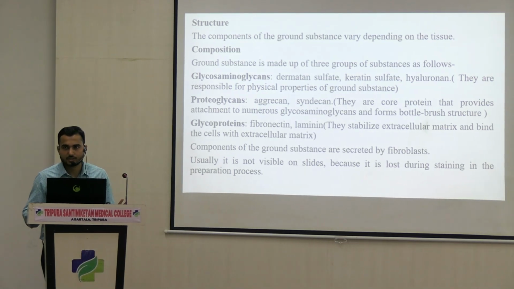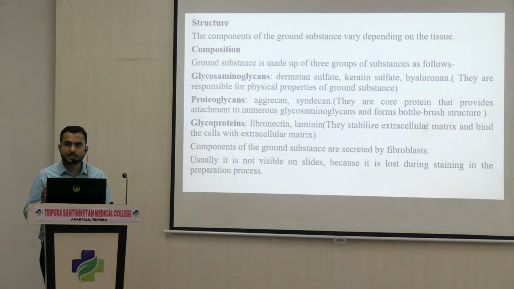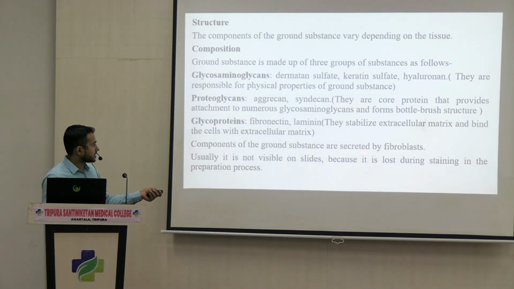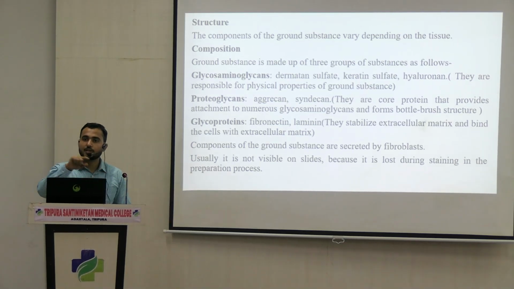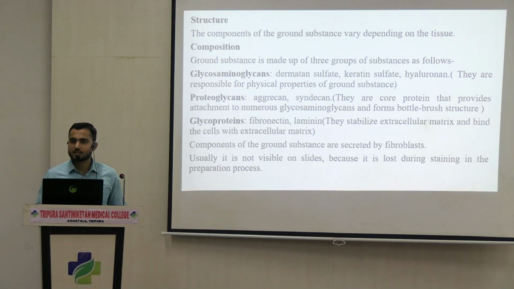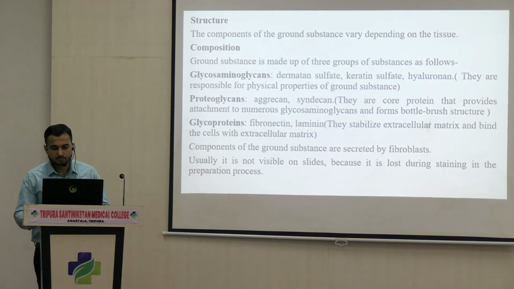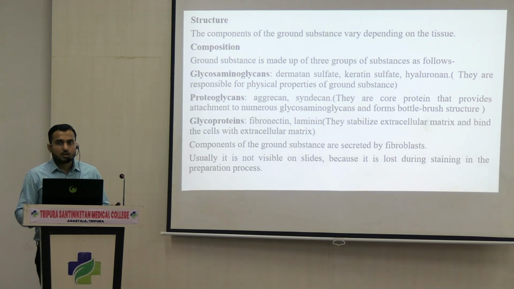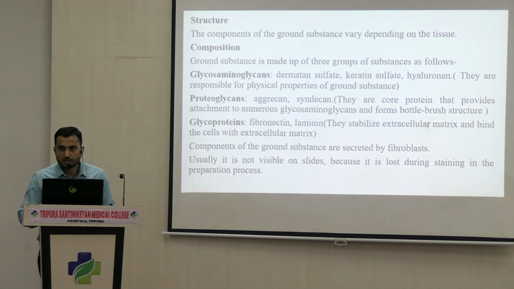Along with that, the function. Now how is it produced? The ground substance must be produced. How is it produced? Who is responsible? See, it is secreted by the fibroblast itself. In the beginning I had told you, fibroblasts are the most abundant and most important cells. So everywhere we are getting the fibroblasts. So that is all about the structure of connective tissue.